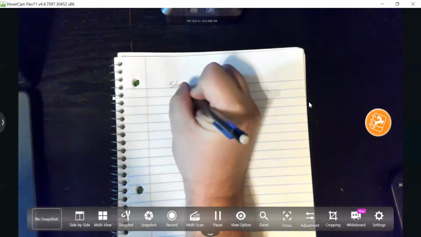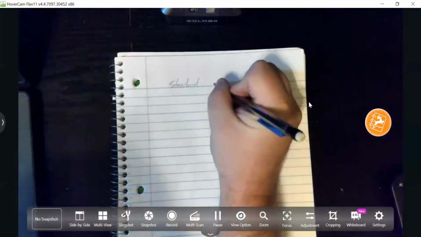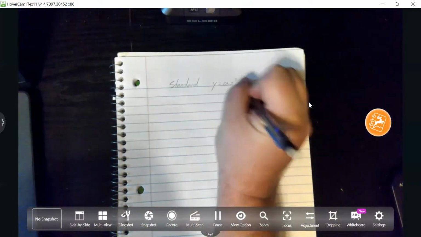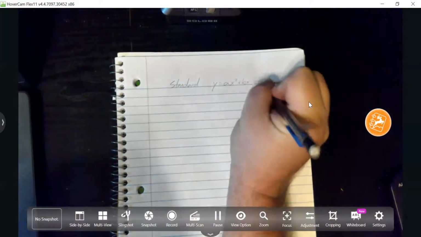All right, so that was our first form of working with a parabola, in standard form. Standard form is not that easy to work with. So what we're going to look at next is an easier format to work with this type of function. Standard form, our most basic form, is y equals ax squared plus bx plus c.